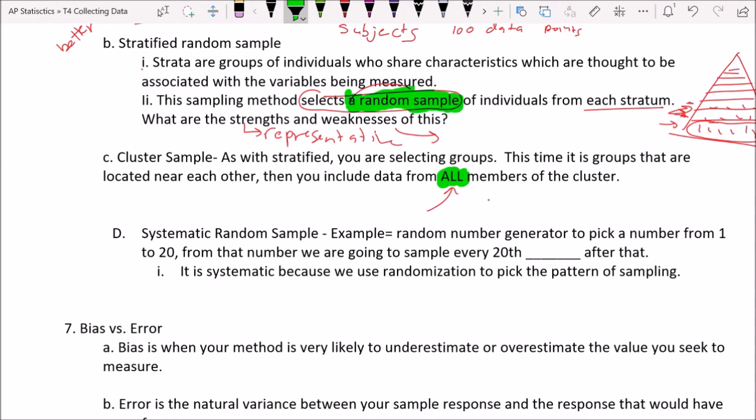The last one is systematic random sampling. And so the way this one starts is by generating a random number. So pick a number, and I have an example here. So let's say we pick a number from 1 to 20, and let's say that the number is 17. From that number, in this example at least, we're gonna sample every 20th, let's say it's person.